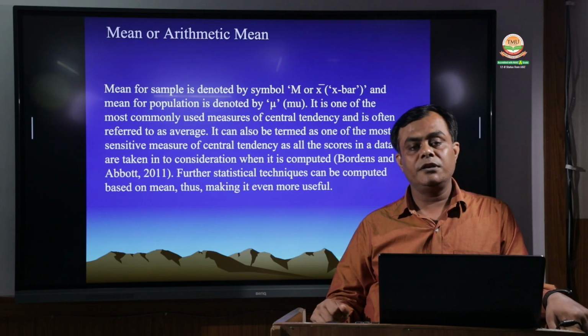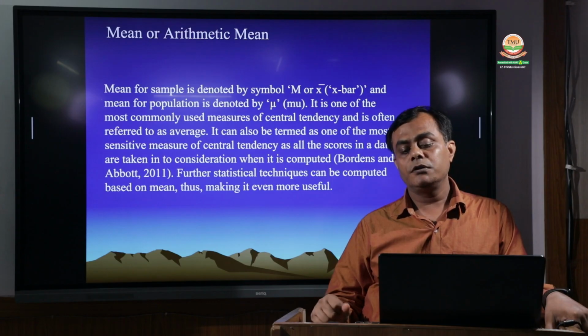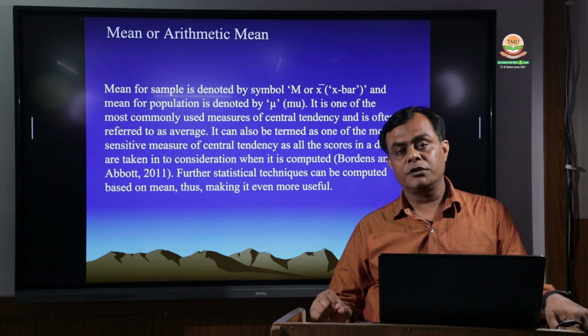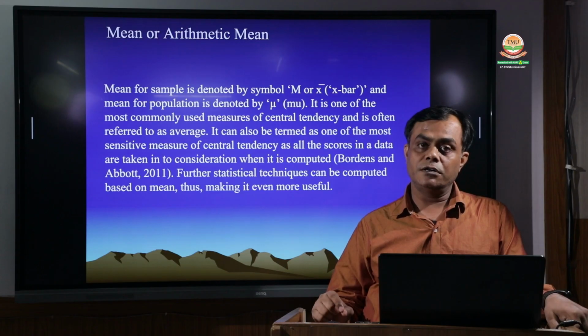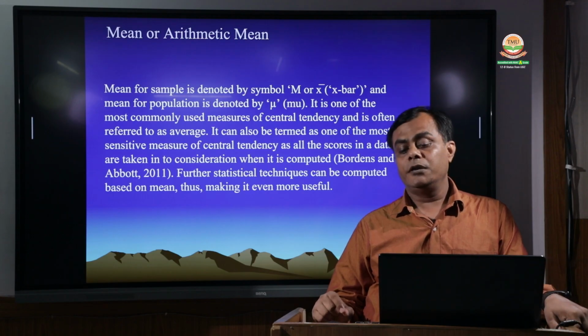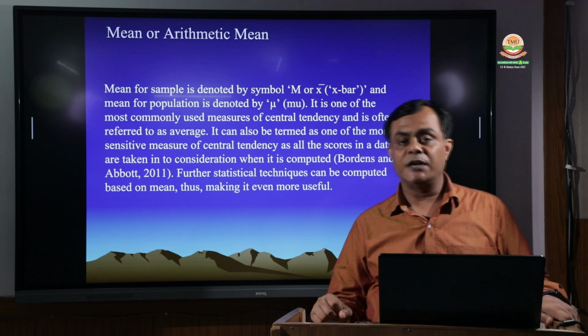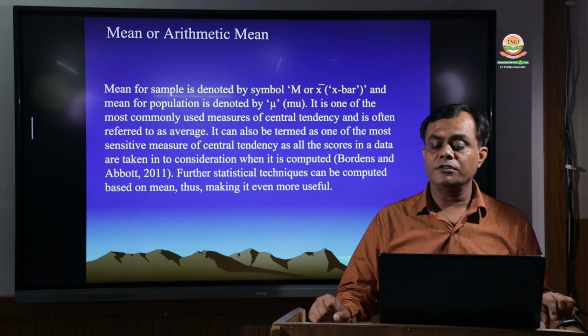First, let us go with the mean or the arithmetic mean. The mean for the sample is denoted by the symbol M or x bar. So when we talk about the mean value, it is denoted by the capital letter M, or it is also denoted by x bar, and the mean for the population is denoted by mu.